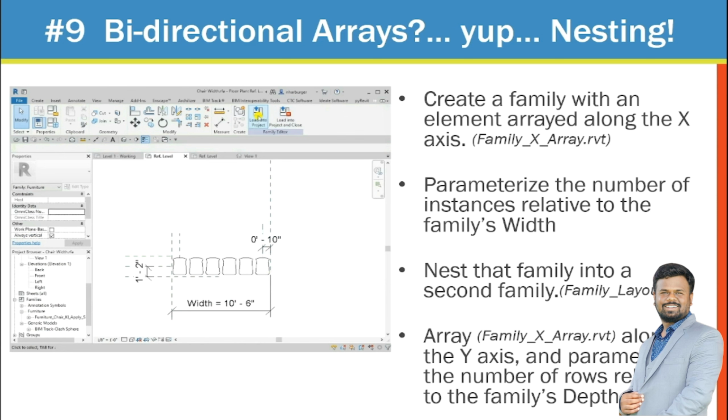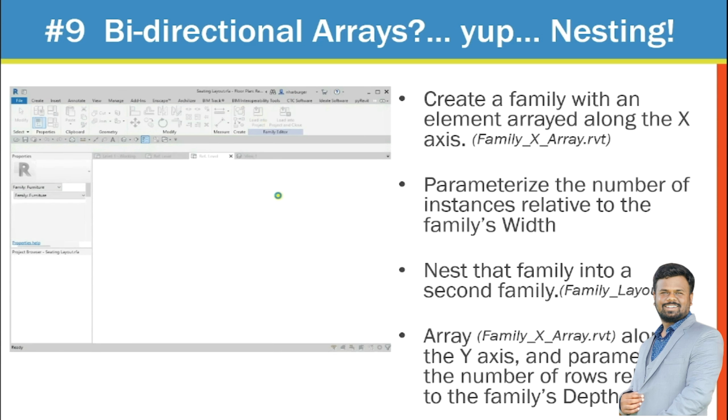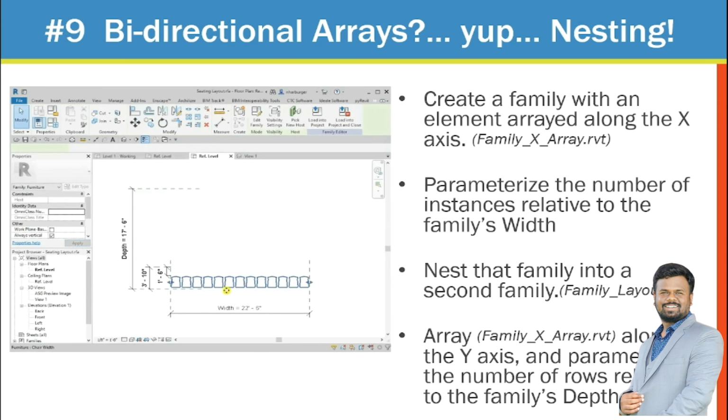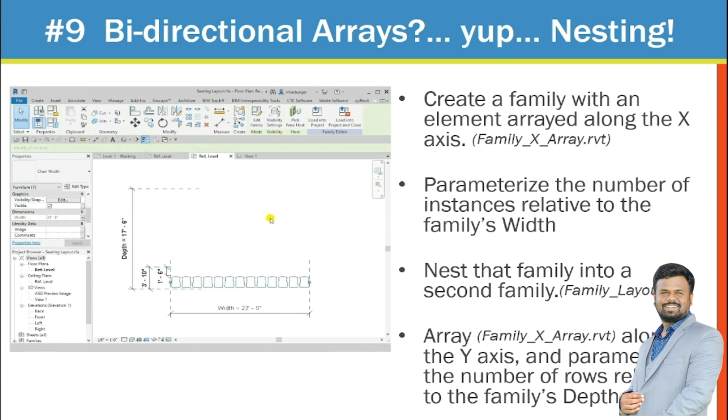All right, so I take this family and I load it into a layout family. And I select it after I've placed it. And I go and I find the width parameter of that family, of the nested family, and I tie it to the width parameter of the layout family. So now as one family's width is adjusted, so too will the others. Now I'm going to take that family again and I'm going to array it now vertically in the Y direction.